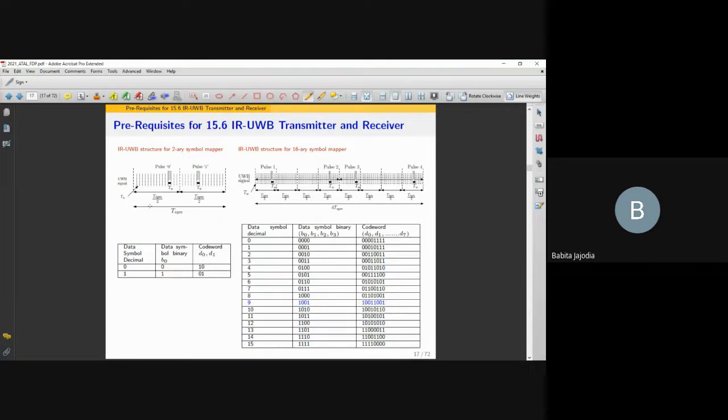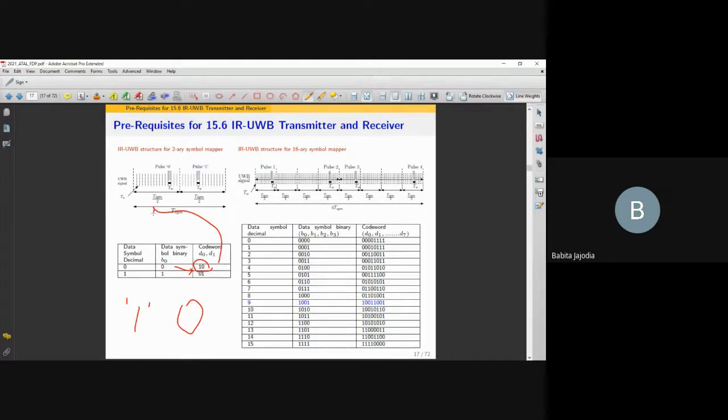When I need to transmit a bit 1 or 0, what is the protocol? There will be a time window in which you will be transmitting. Let's say you want to transmit 0, this is converted into a code word in a 2-ary mapper, so 1 0. Similarly, when you want to transmit 1, it will be encoded into the code word 0 1. So now this 1 and 0 is what you will be transmitting.